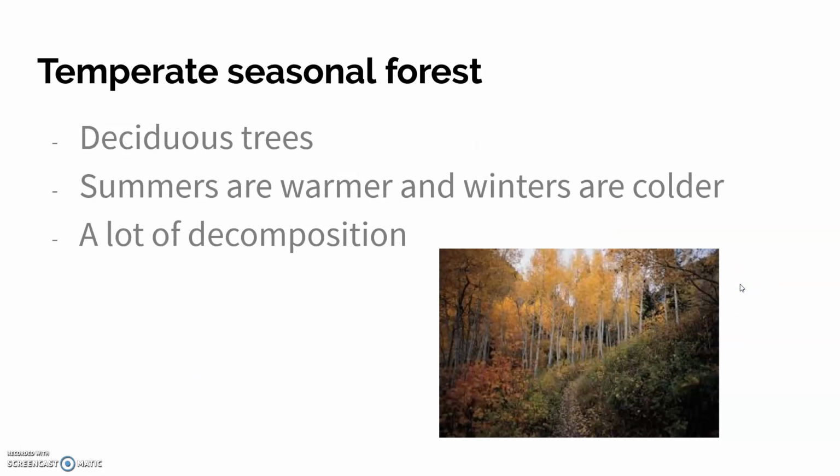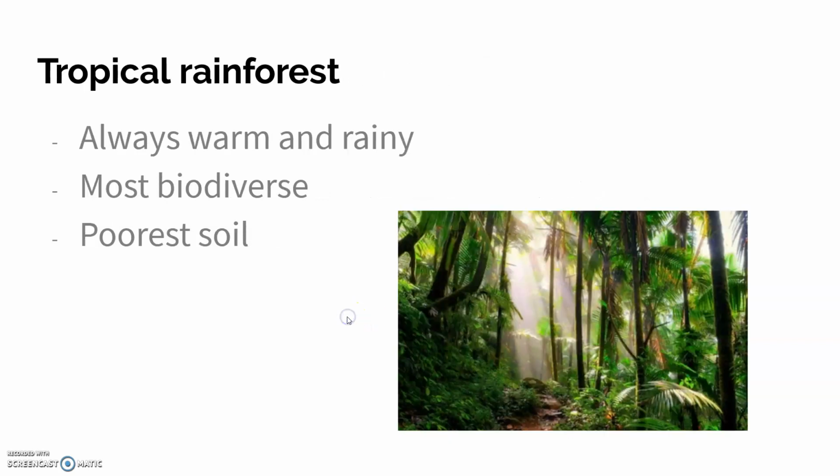The temperate seasonal forests, like in eastern United States, Japan, China, Europe, and eastern Australia, have deciduous trees. So they're the ones with all the pretty colors. They have warmer summers and cooler winters, and because there's just so much stuff there, they have a lot of decomposition, which is great for the soil.